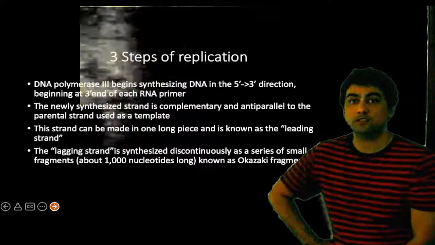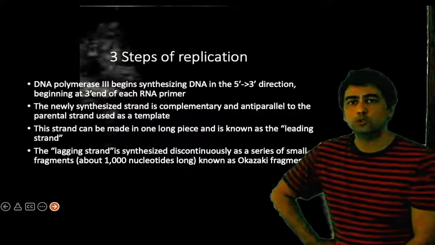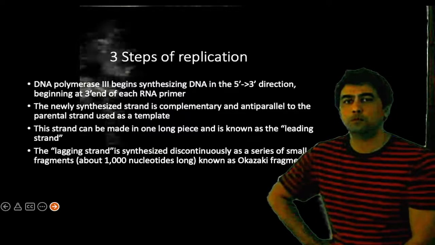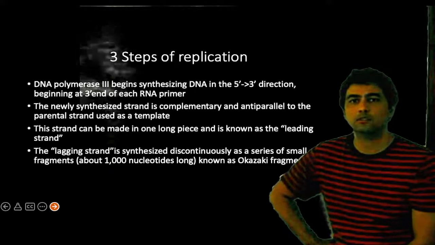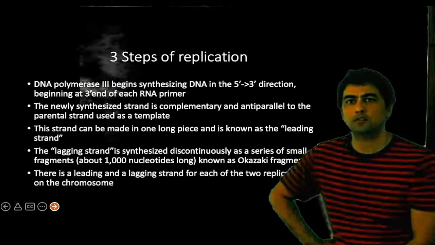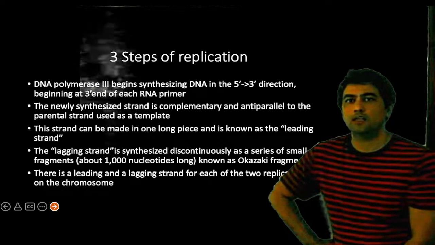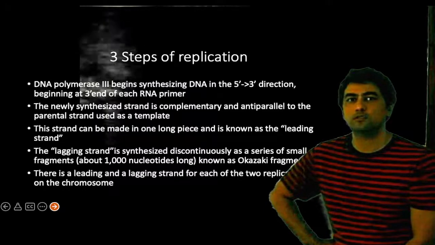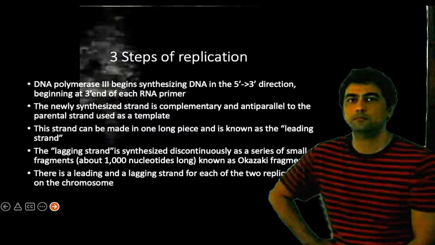And the lagging strand must have multiple RNA primers and multiple sites of replication start. There is a leading and a lagging strand for each of the two replication forks on the chromosome.